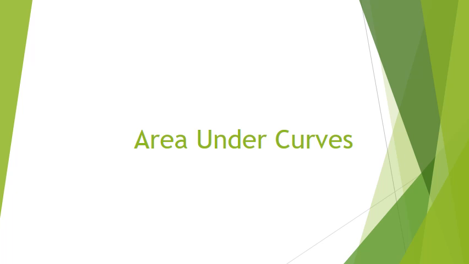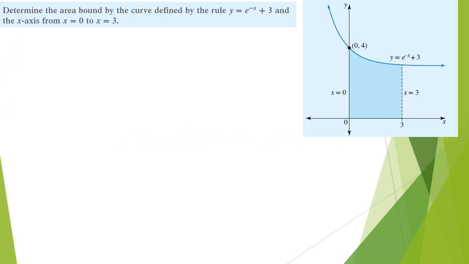Find the area underneath the curve. When we're integrating, we need to anti-differentiate and then put in bounds. So determine the area bounded by the curve defined by the rule y equals e to the power of negative x plus 3, and the x-axis from 0 to 3. Integrate from 0 to 3 e to the power of negative x.